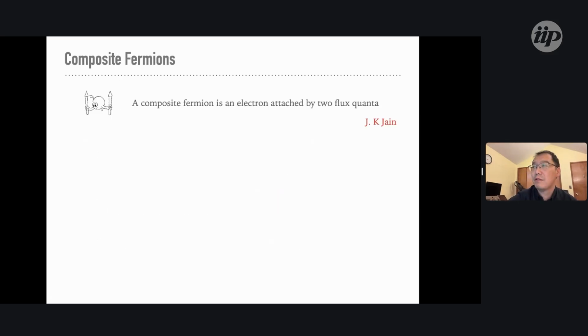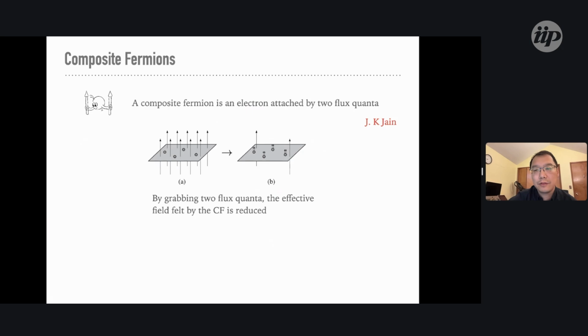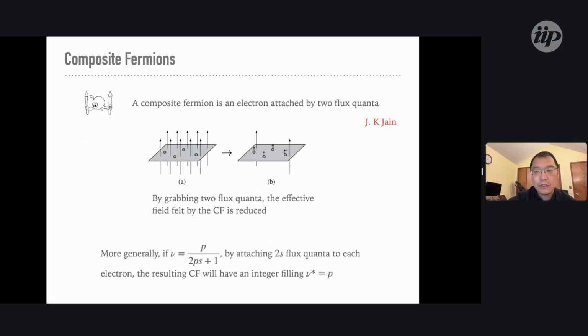So maybe let's begin with the composite fermion theory developed by Jain and others. In Jain's picture, the composite fermion is an electron attached to two flux quanta. The idea is that if you assign two flux quanta to the electron, then the effective magnetic field felt by the composite fermion will be reduced. In fact, you can do a very quick calculation: if the filling factor happens to be p over 2p plus 1, which is the Jain sequence, then the resulting composite fermion will have integer filling of p.